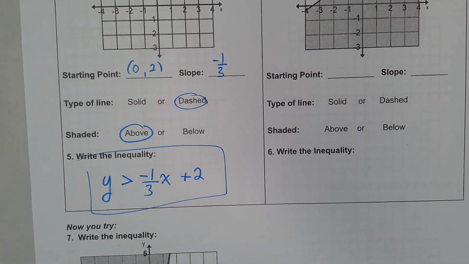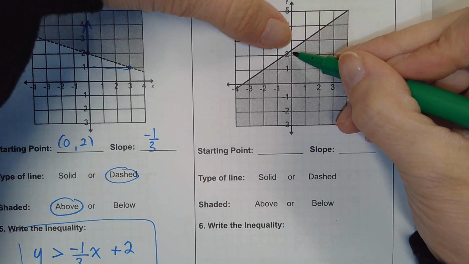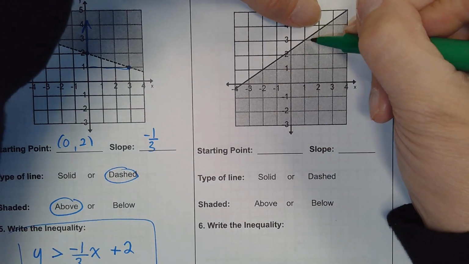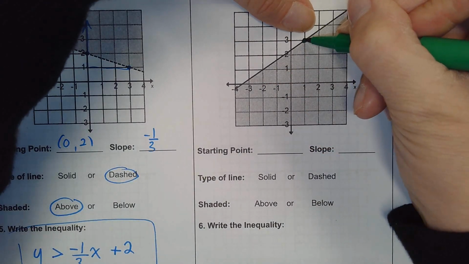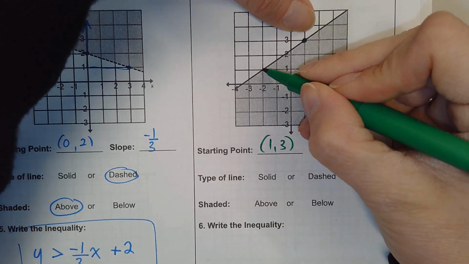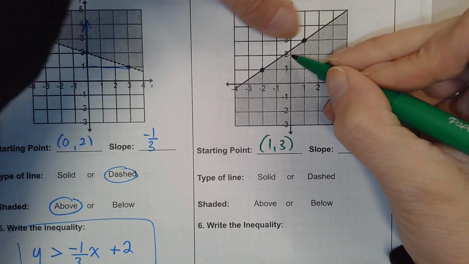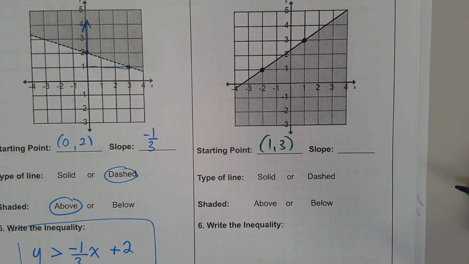Let's take a look at point slope. Okay. The starting point is not a y-intercept. We're going to have to pick another one. I'm going to pick this one right here, 1, 3. Now you could pick another one. You could pick this point if you want. Okay. You can pick a different point, but not a y-intercept point.